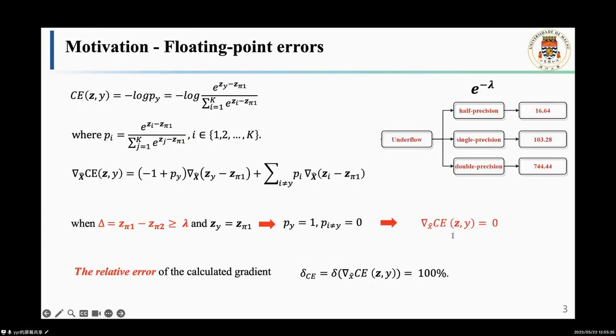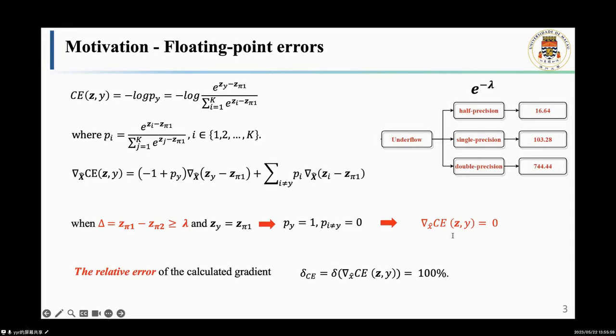Exponential operations are vulnerable to floating point underflow errors. Let lambda be the threshold that causes e^(-lambda) to underflow. The value of lambda varies with different floating point arithmetic precisions, with approximate values of 16.64, 103.28, and 744.44 for half precision, single precision, and double precision, respectively.